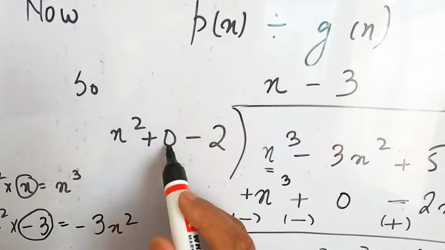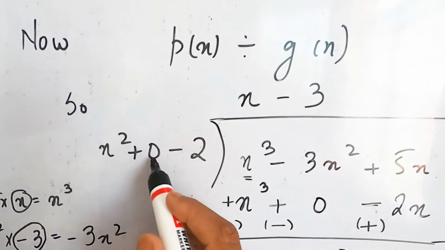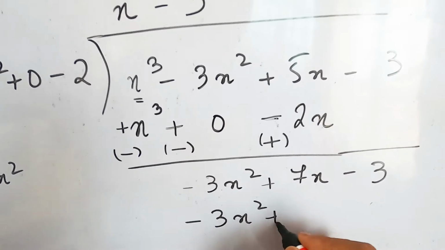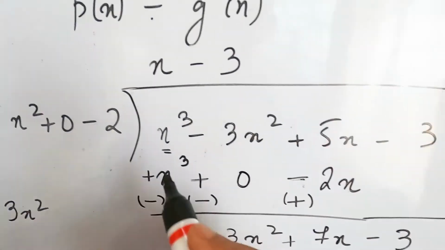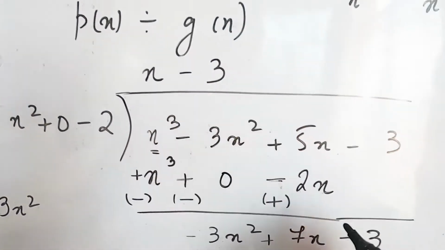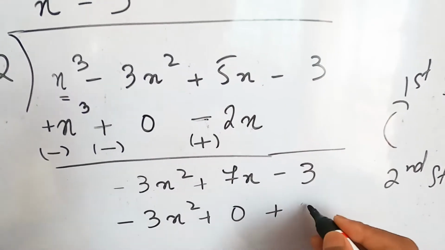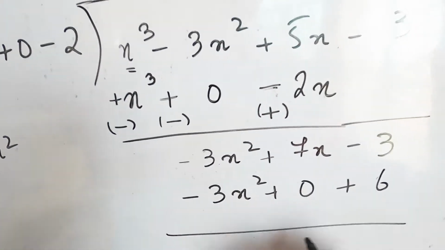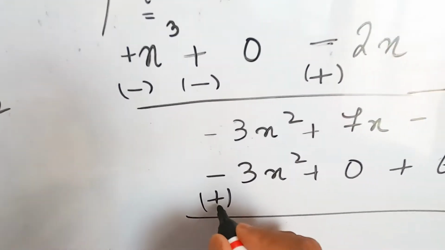Then again, the second term, we have to multiply with the quotient. So 0 into minus 3 will simply be 0. And minus 2 into minus 3: minus into minus will be plus, so here it will be 6. So using sign convention, this will be plus.